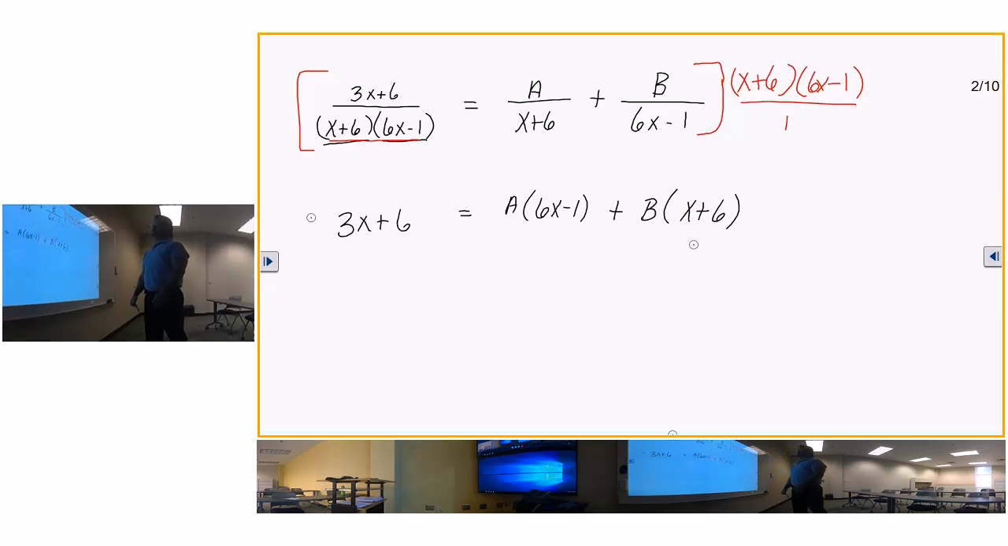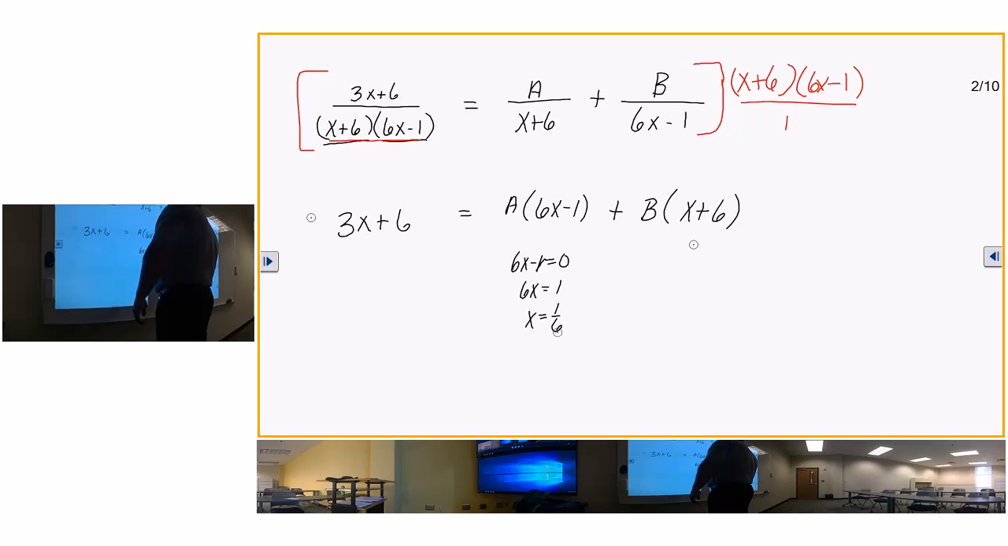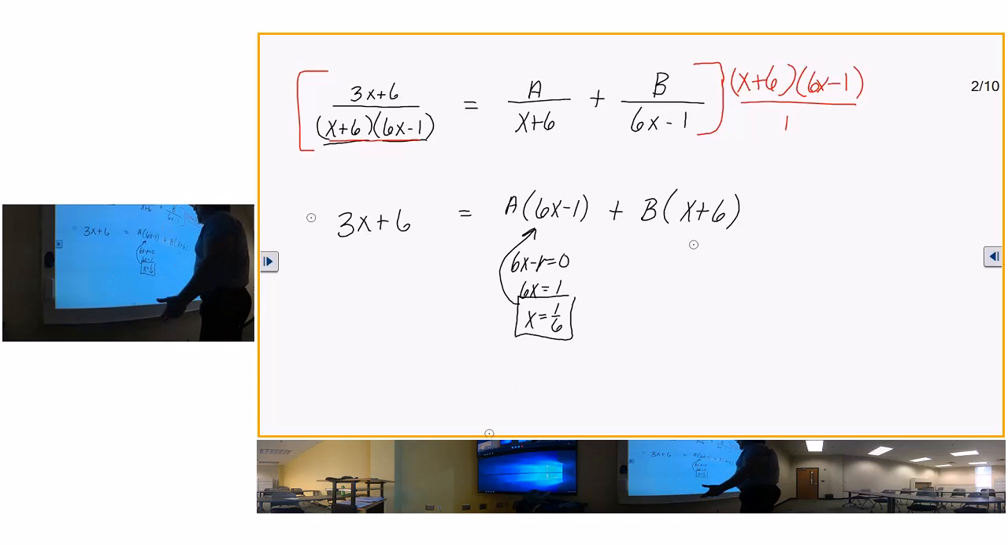Okay, now we go through and pick one. I'm going to pick 6x minus 1. So 6x minus 1 is equal to 0. 6x is equal to 1. x is equal to 1/6. Now instead of plugging that into this one, we know it's going to zero out. I'm just going to plug it into this one because I know this one zeroes out. So I'm going to cut out a step.